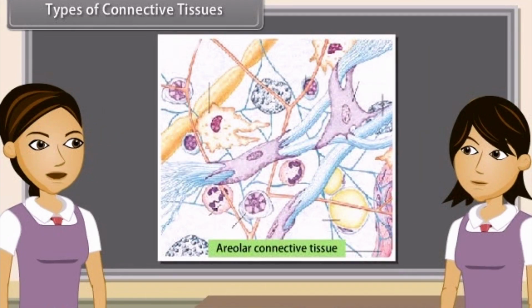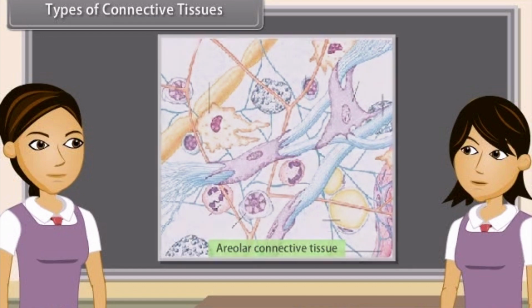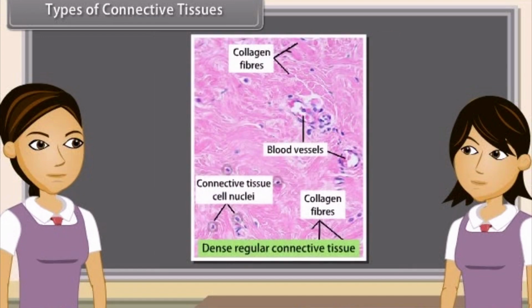Areolar connective tissue is a loose and cellular connective tissue. Matrix of areolar connective tissue contains white and yellow collagen fibers. Dense regular connective tissue has orderly and densely packed fibers and cells. Dense regular connective tissue is a main component of tendons and ligaments.